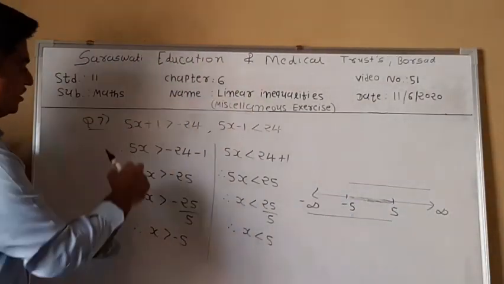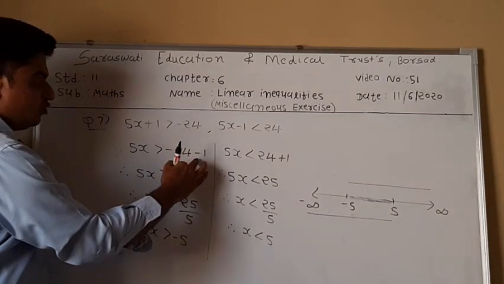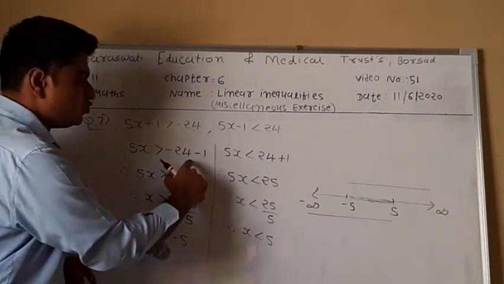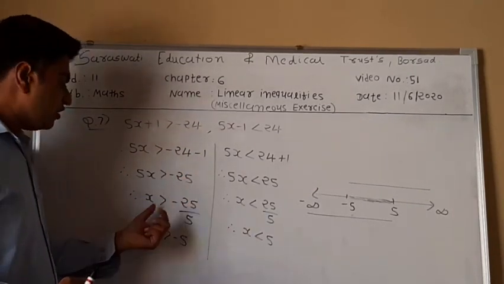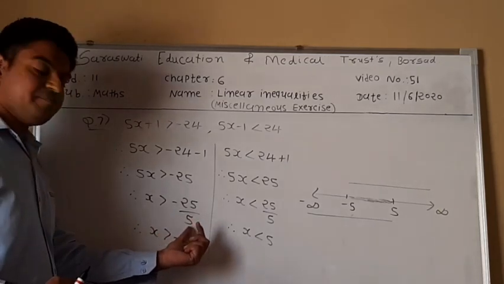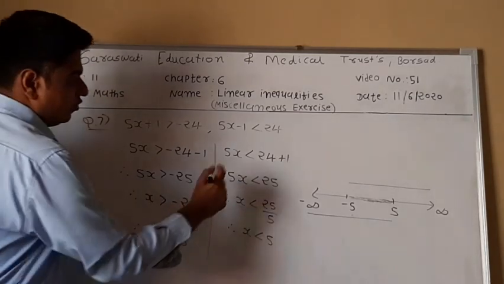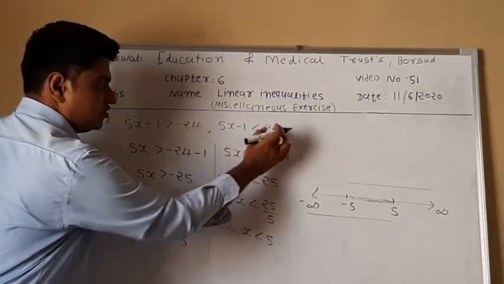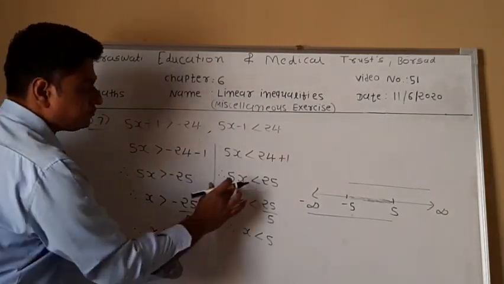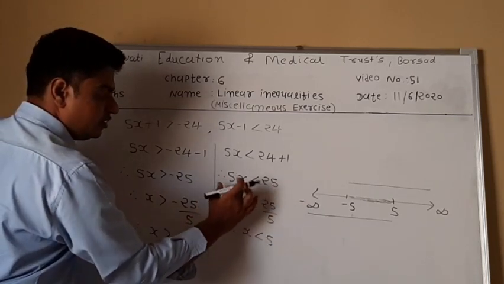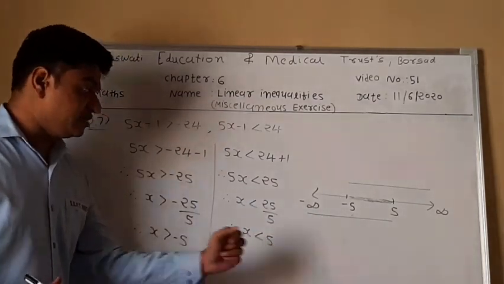Next, once again, 5x plus 1 greater than minus 24. Now plus 1 is written on the opposite side. So 5x greater than minus 24 minus 1. Now 5x greater than minus 25, x greater than minus 25 divided by 5. So we get x greater than minus 5. Another inequality is 5x minus 1 less than 24. Minus 1 is written on the opposite side, so plus 1. 5x less than 25. Now divide by 5. So x less than 25 divided by 5. So x less than 5.